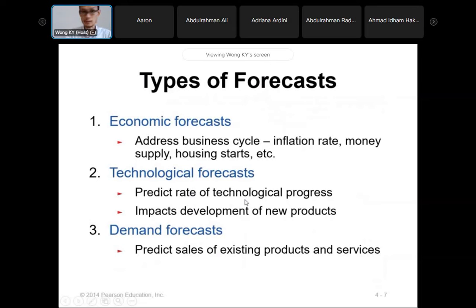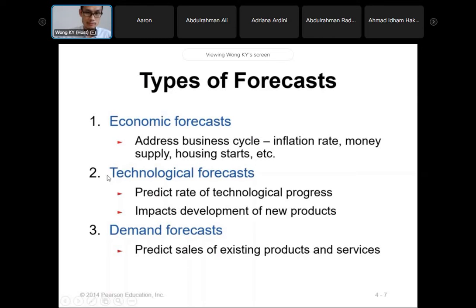Now, forecasting can also be categorized based on economic forecast, technological forecast, and demand forecast. Economic forecast is about forecasting what? Forecasting items related to the economy. For example, forecasting the inflation rate, forecasting the currency exchange rate, forecasting housing prices, rental rates. These are all economic forecasting.